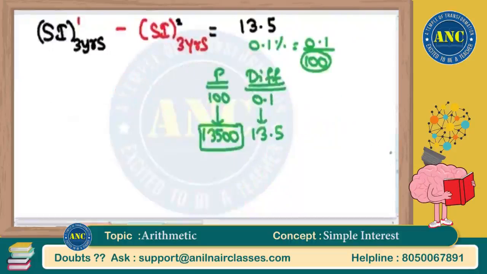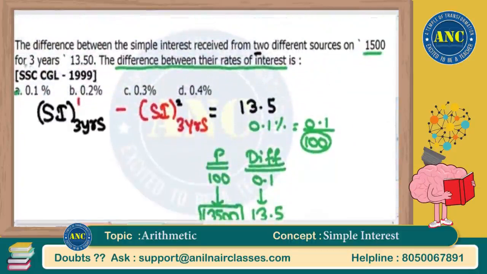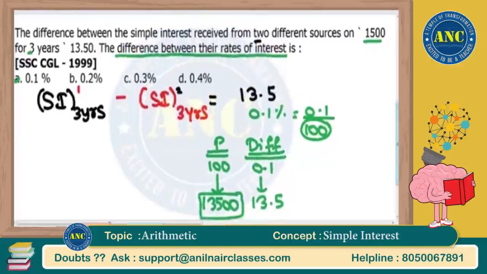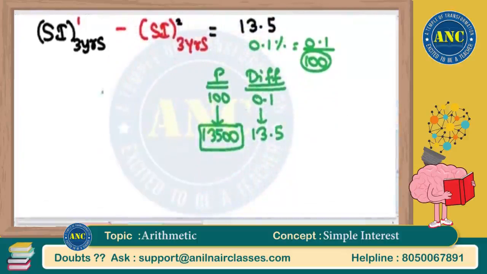Similarly, if I go for the second option, in fact 0.1 percent is per annum. For 3 years it will be 0.3 percent, right? So like that you should calculate it.